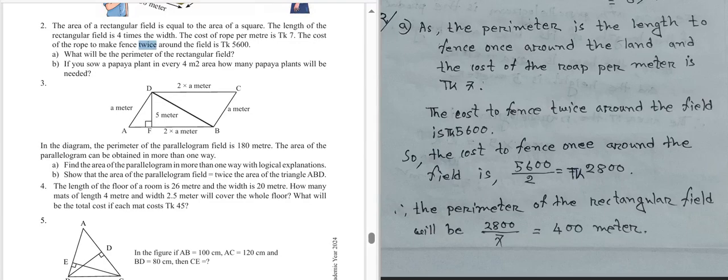As the perimeter is the length to fence once around the land and the cost of the rope per meter is taka 7, the cost to fence twice around the field is taka 5600. So the cost to fence once around the field is 5600 by 2 equal taka 2800. And if we divide the value taka 2800 by 7, we will get the perimeter of the rectangular field.